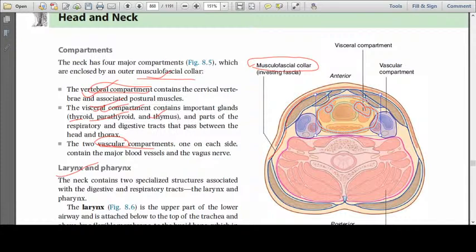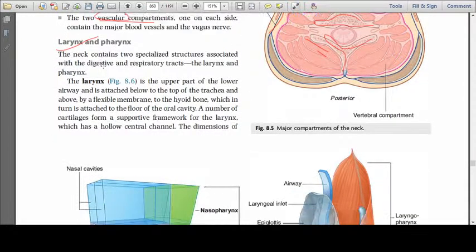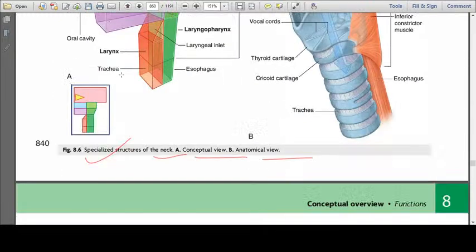This one is the vascular compartment, which consists of, this one must be the internal jugular vein. This one is the internal carotid artery, and this one is the vagus nerve. I don't know which nerve it is, but it is a nerve. And posteriorly, it consists of the vertebra. This one is the vertebra, and we can see various muscles associated with it. So, larynx and pharynx. We are not going through the larynx and pharynx.